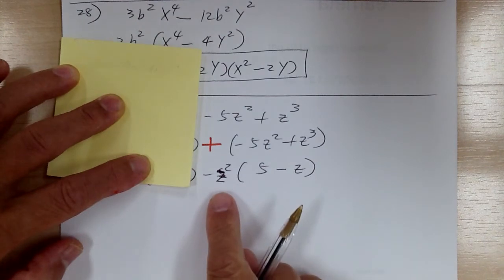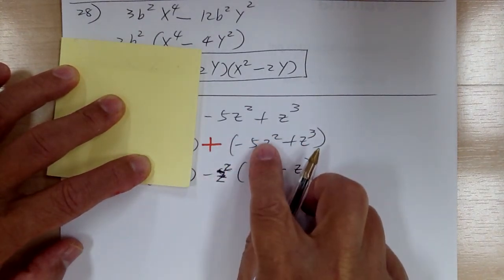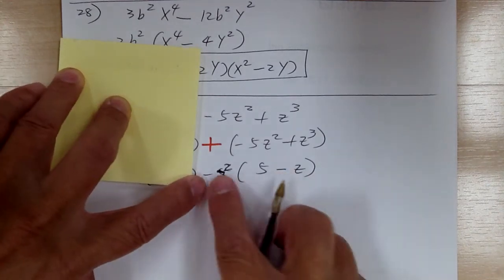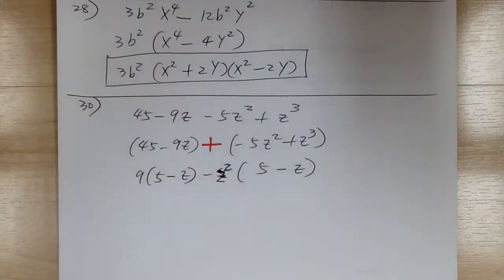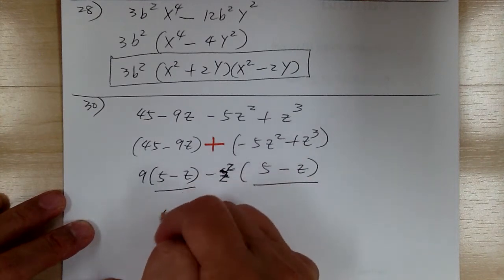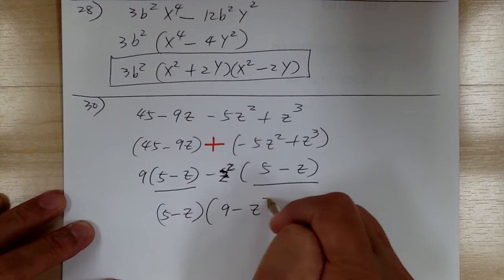You can double check, very quickly. So negative z squared times 5 gives you minus 5z squared. Negative z squared times negative z gives you plus z cubed. Right? Negative times negative gives you plus. So again, it's always a good idea to do a quick check. Make sure you do it correctly. Then you got 5 minus z. So you got 5 minus z. And the leftover would be 9 minus z squared.